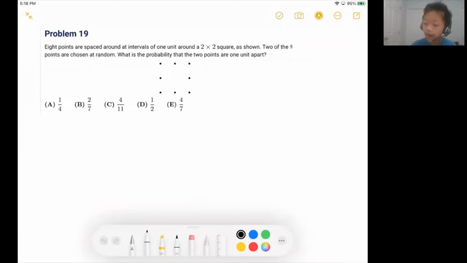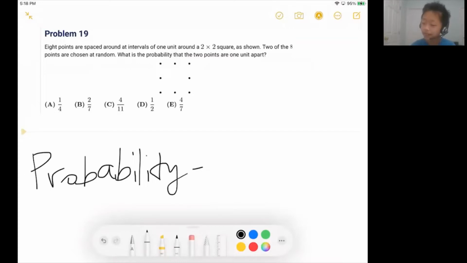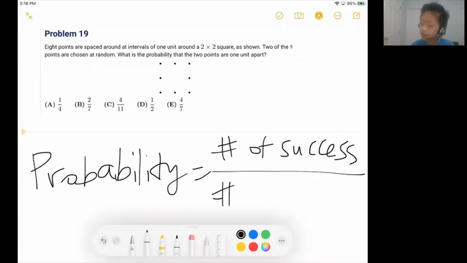So again, we start out with the formula. Probability is the number of successes divided by the number of possible. So a very important formula.